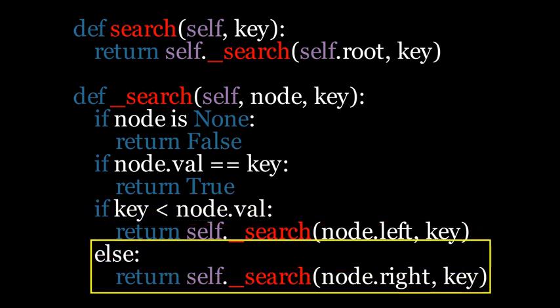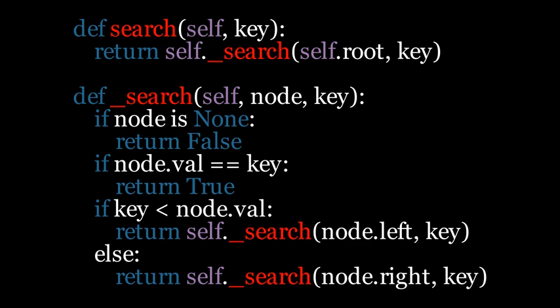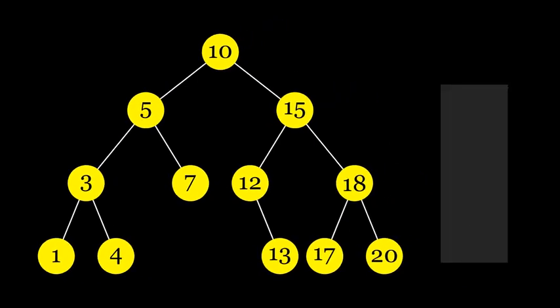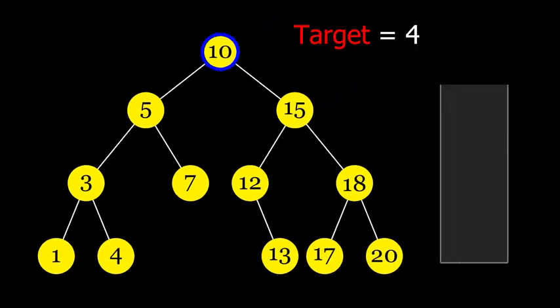If the key is greater than the value of the current node, the method recursively calls _search on the right child, as the key must be in the right subtree if it exists. This might not be entirely clear through explanation alone, so let's visualize it to understand the process better. To search for an element, such as 4, in a binary search tree using recursion, the algorithm starts at the root node and utilizes the recursion stack to manage function calls.